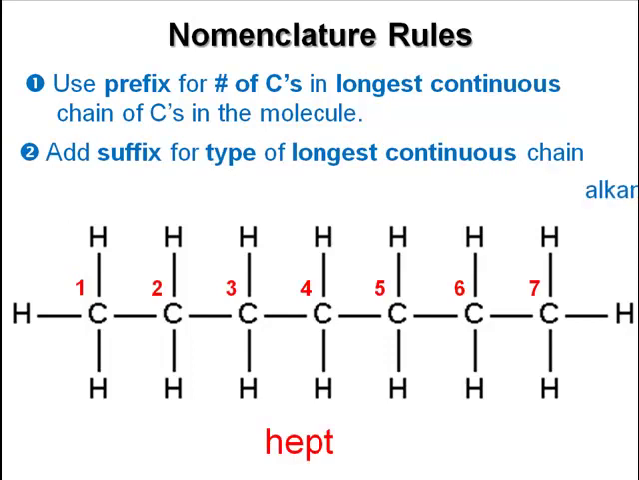Then you have the suffix for the longest continuous chain. In this case, it's an ane because they're all single bonded. So that's basic nomenclature for a hydrocarbon.